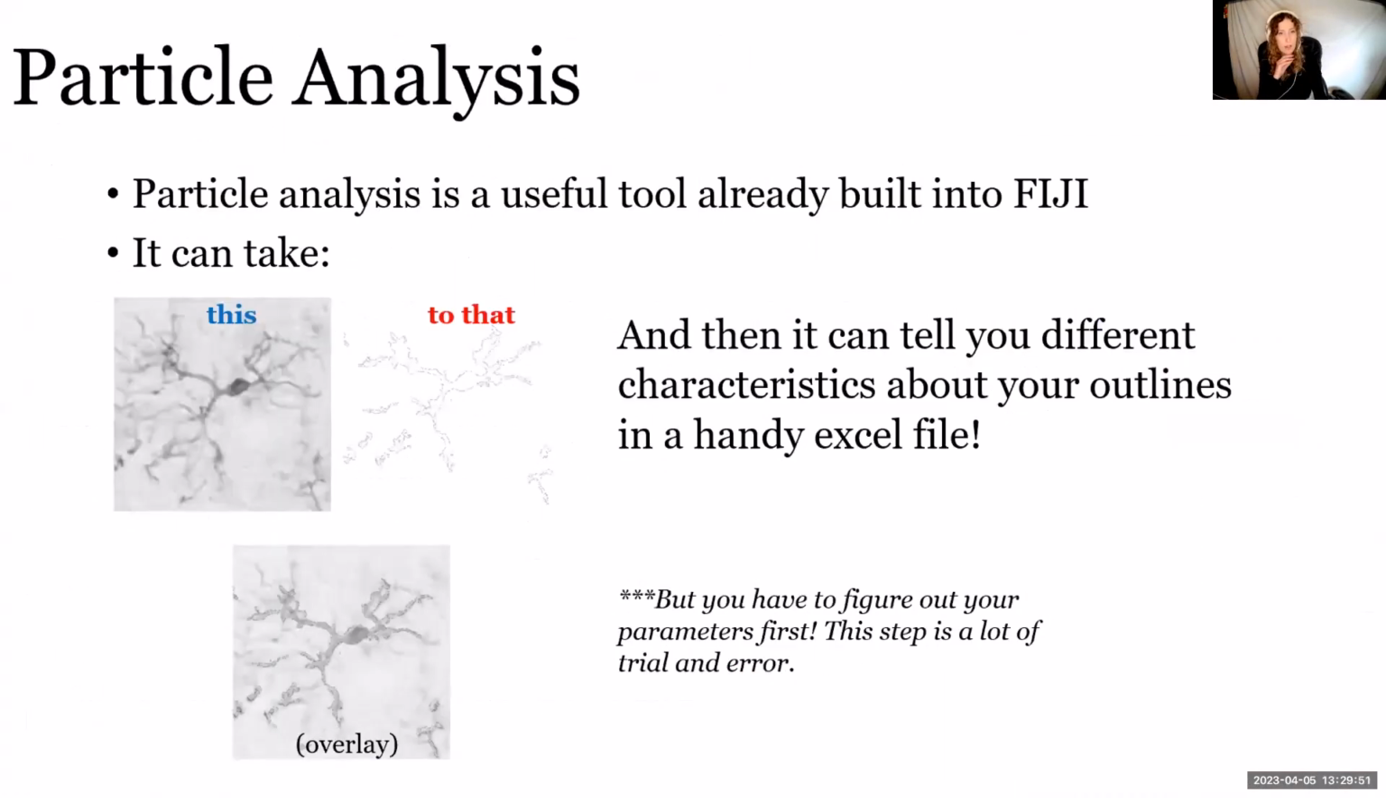So now that we have a threshold image, we can look at particle analysis. The whole reason why we're doing this is to look at particle analysis. So it can take you from having this cell to this outline, which can be analyzed by the computer. You have to figure out your parameters first. This step is a lot of trial and error.